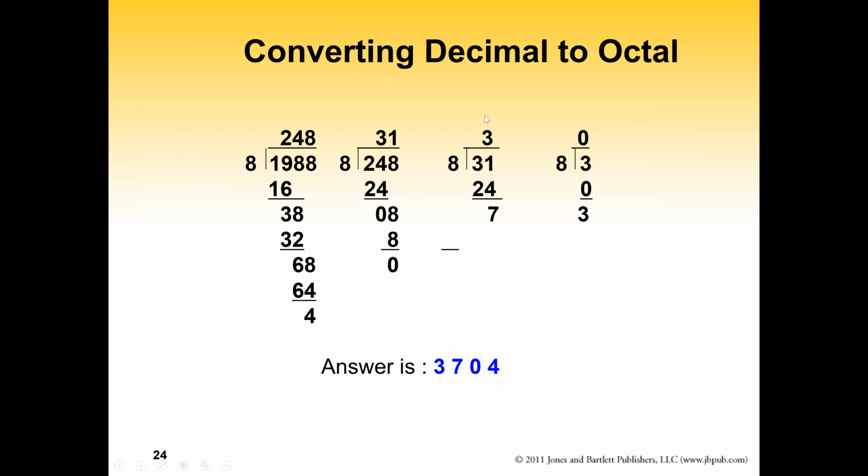So that's what we have here. 1988 divided by 8 will give me 248, remainder 4. Again, here we just do the long division process, but the actual answer will be 248 remainder 4. Our concern is the remainder value.